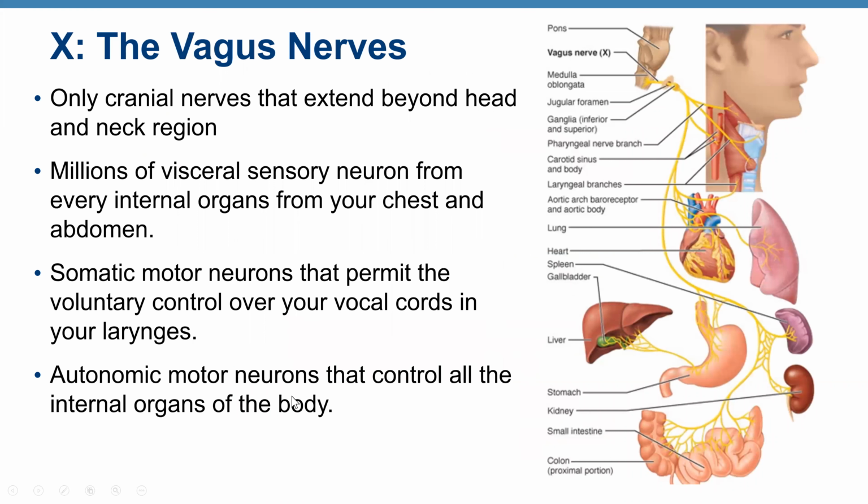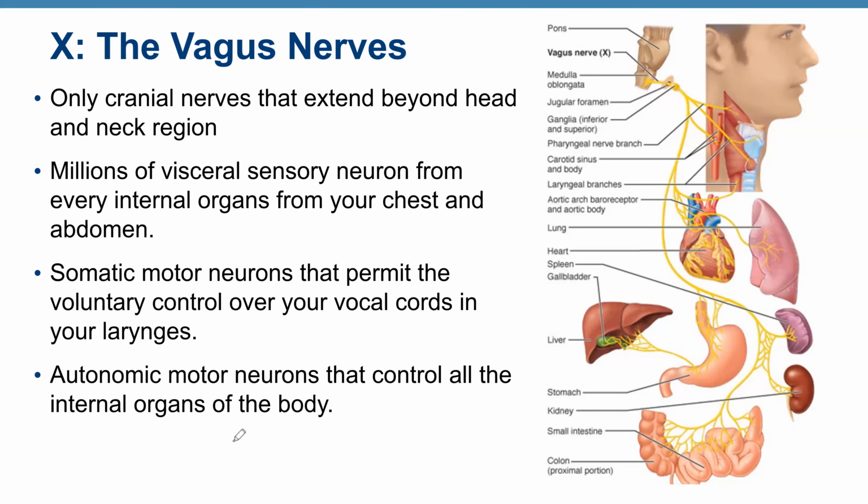Vagus nerve, number 10. It's the only cranial nerve that extends, well, of course we have 2, that's why it says only cranial nerves, that extends beyond the head and neck region. Millions of visceral sensory neurons from every internal organ in your chest and abdomen. Somatic motor neurons that permit voluntary control over your vocal cords and larynx, and autonomic motor neurons that control all the internal organs of the body.